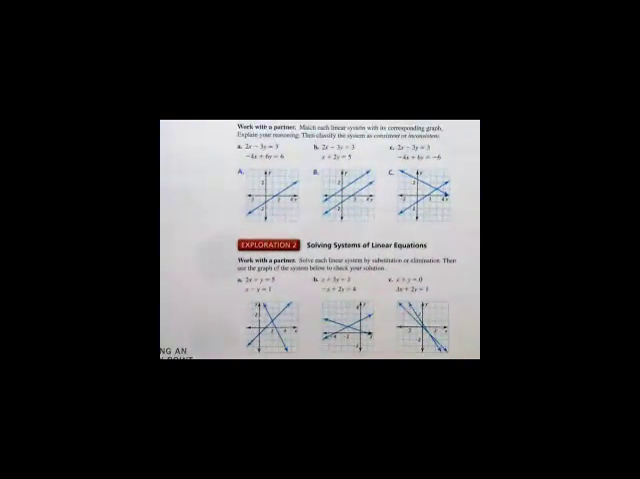Okay, so it says, work with a partner, match each linear system with its corresponding graph, explain your reasoning, then classify the system as consistent or inconsistent. So we're going to do that together real quick.